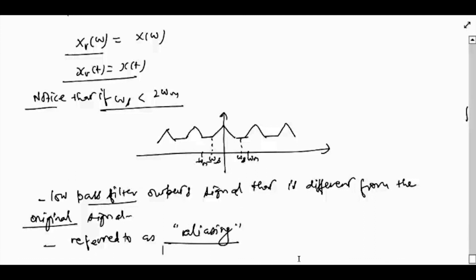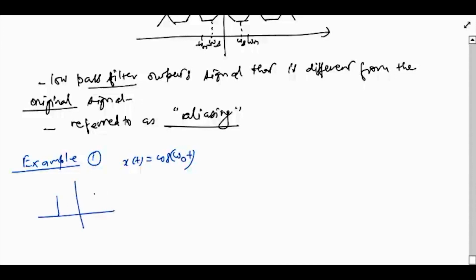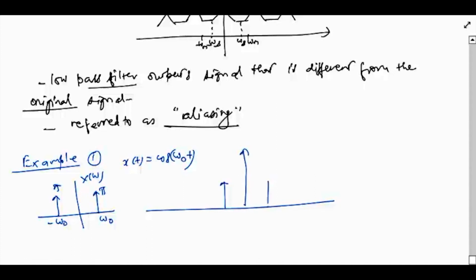We now see a couple of examples that illustrate this phenomenon of aliasing. So here is example 1, which is x(t) equals cos(omega naught t). In this case, notice that X(omega) will be just 2 impulses at minus omega naught and omega naught, each with amplitude pi. Moreover, Xp(omega) will be a sum of shifted versions of these impulses. So I get this is Xp(omega), this is minus omega naught.